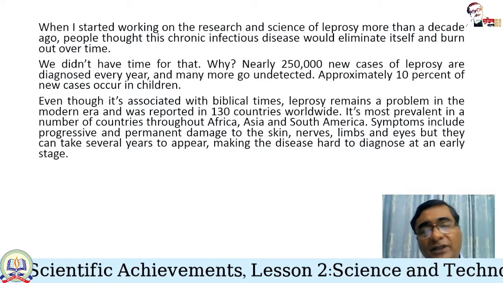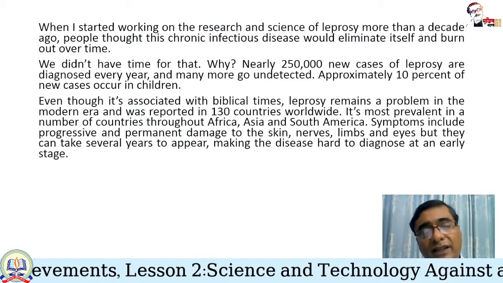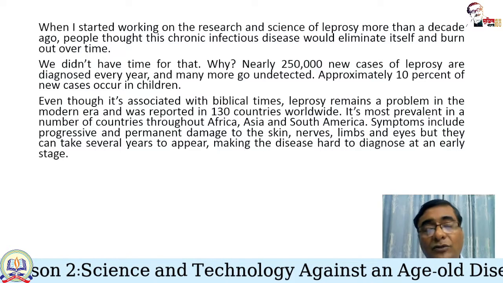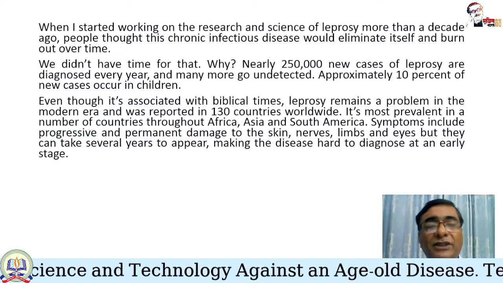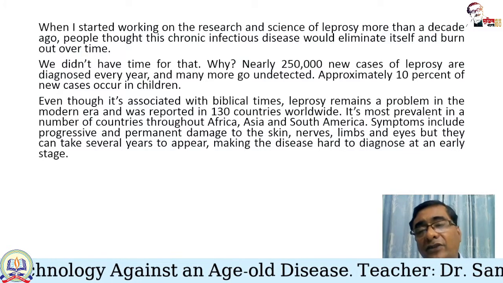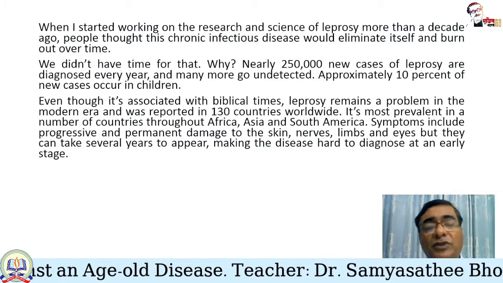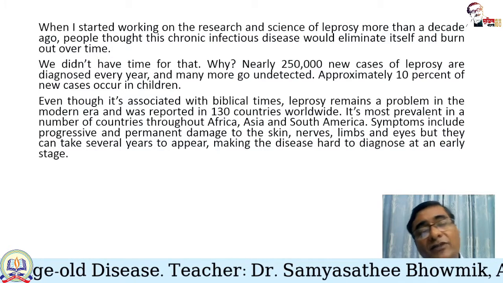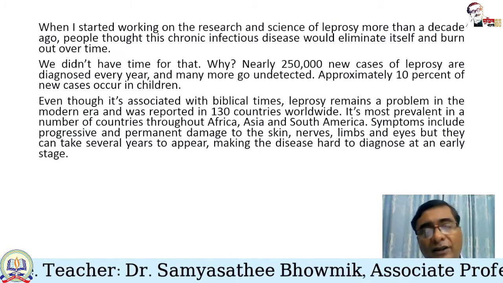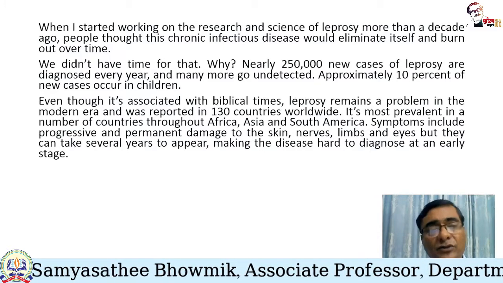So the person doesn't know that he is suffering from leprosy, but he is basically a victim of leprosy. And why? Because the disease takes several years to come out. And when the person comes to know that he is suffering from leprosy, the disease has advanced a lot, making the disease hard to diagnose at an early stage. And that is the problem, why we cannot diagnose leprosy at an early stage, because when we diagnose it, we see that the disease has gone too far to be treated easily. So that's why this disease is very difficult to contain.